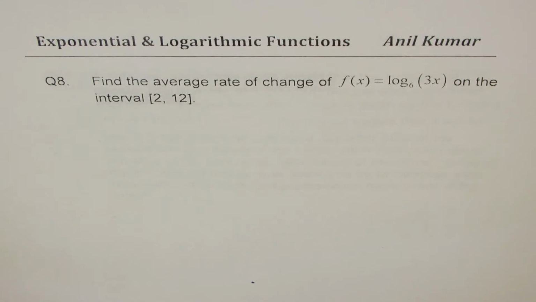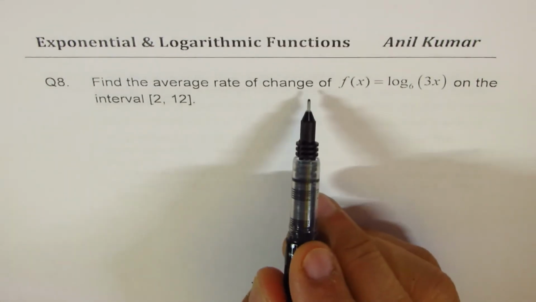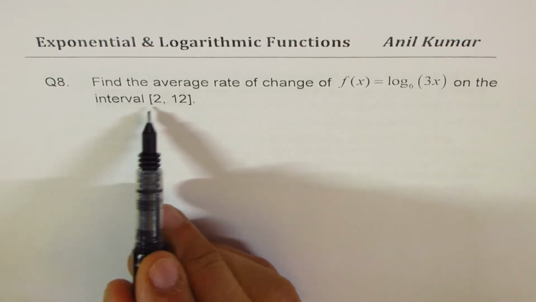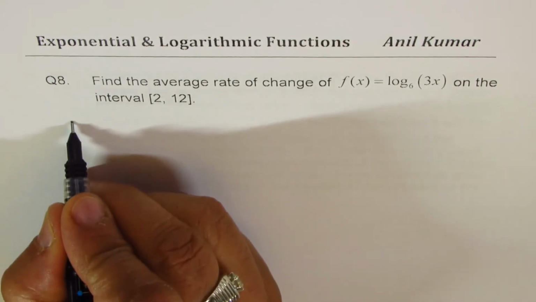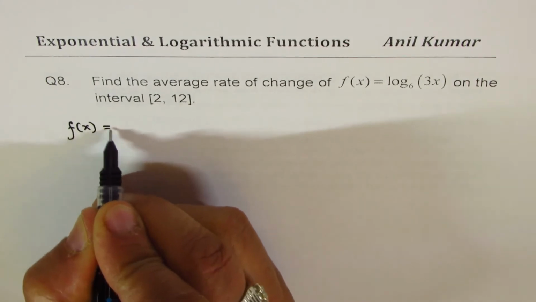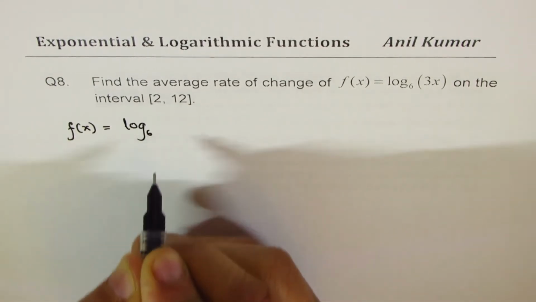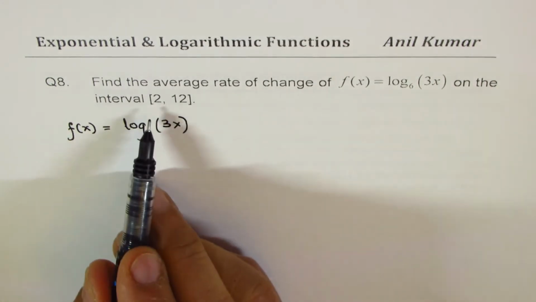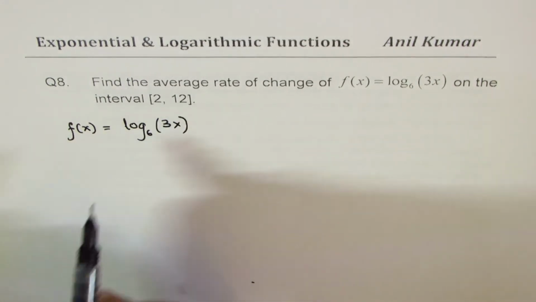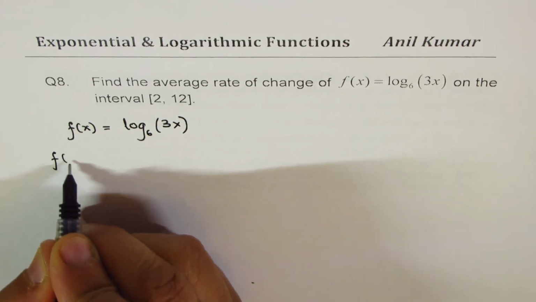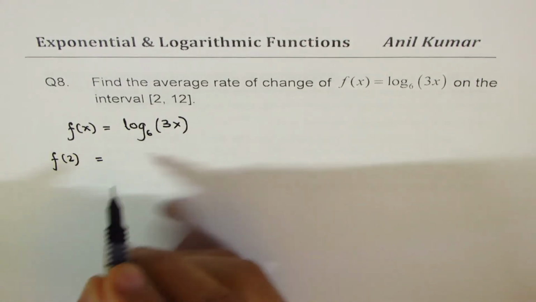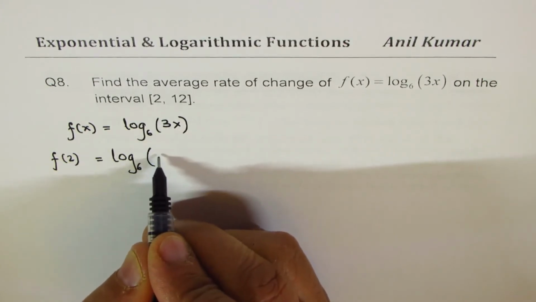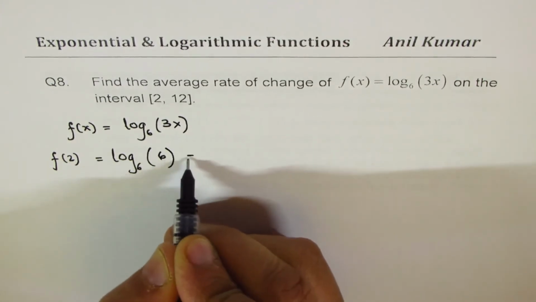Question number 8. Find the average rate of change of f of x equals log to the base 6 of 3x on the interval 2, 12. So we are given the function f of x equals log to the base 6 of 3x. We need to find the rate of change in this interval. So let's find the value. What is f of 2 equal to? So f of 2, let's plug in 2 here. We get log base 6 of 3 times 2, which is 6, and that is 1.